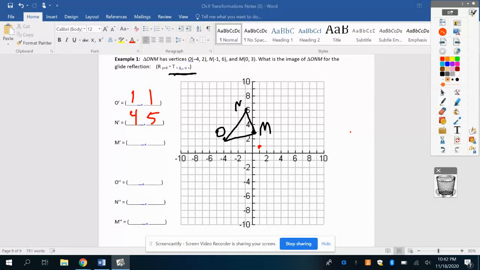So you're going to end up right here. Here's O prime, here's N prime, and then M, when you go 5 to the right and down 1, you end up at (5, 2). So (5, 2) right here, and there is your M prime. Okay. Now, once you have that, you want to go ahead and do your reflection. You are now reflecting your new pre-image. So this became the image, and now this is your new pre-image.